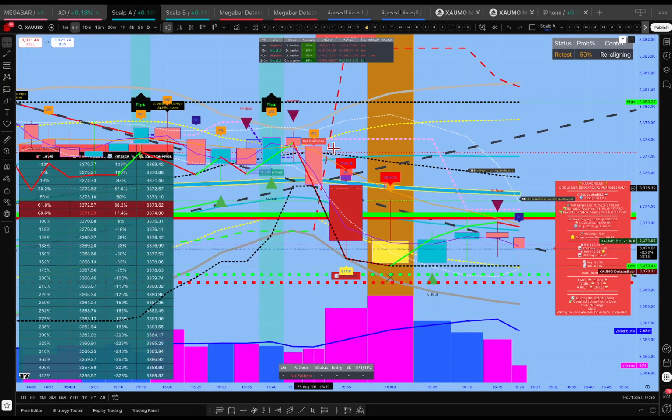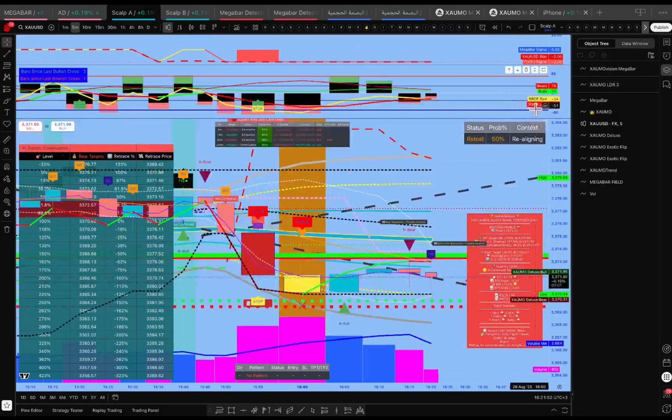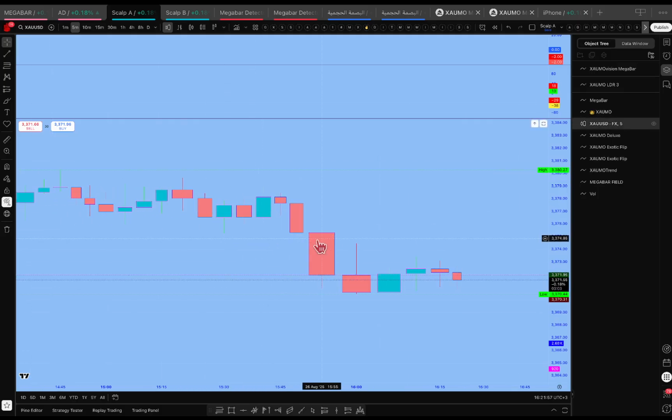First, as you see, let's knock out those indicators. Okay, let's do it this way. This is the 5 minutes chart.